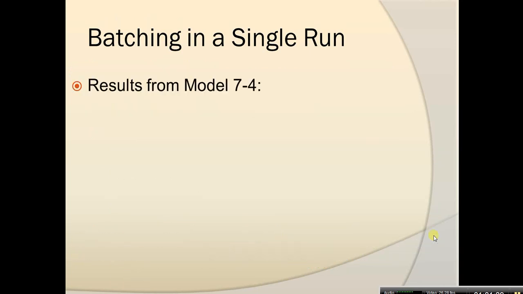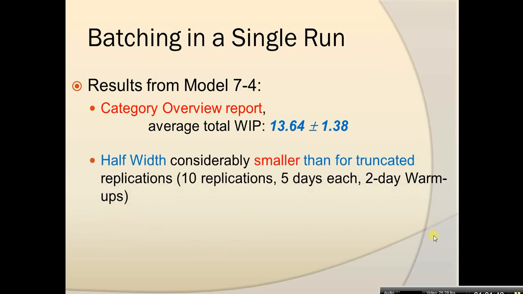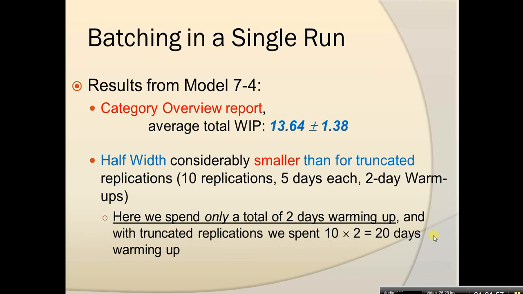Now if we look at the results from Model 7.4, in the category overview report, our average total work in process is 13.64 plus or minus 0.38. The half-width is considerably smaller than for truncated replications: 10 replications, 5 days each, with 2-day warm-ups. Here we spend only a total of 2 days warming up, and with truncated replications we spend 10 times 2, or 20 days, warming up.